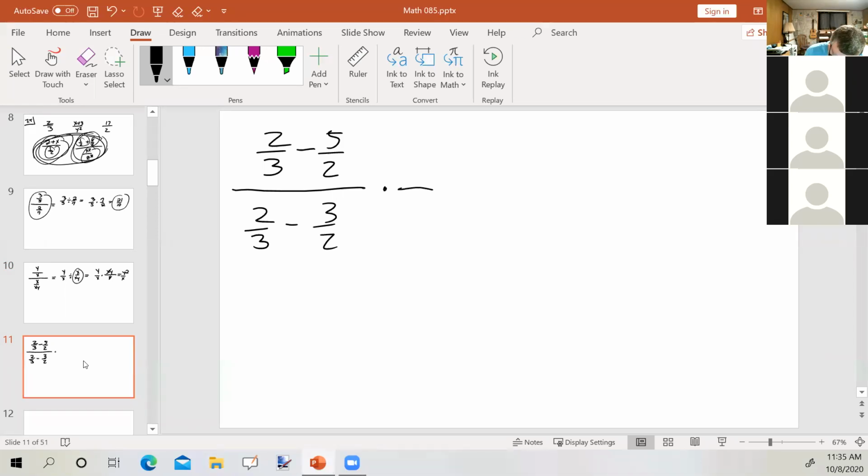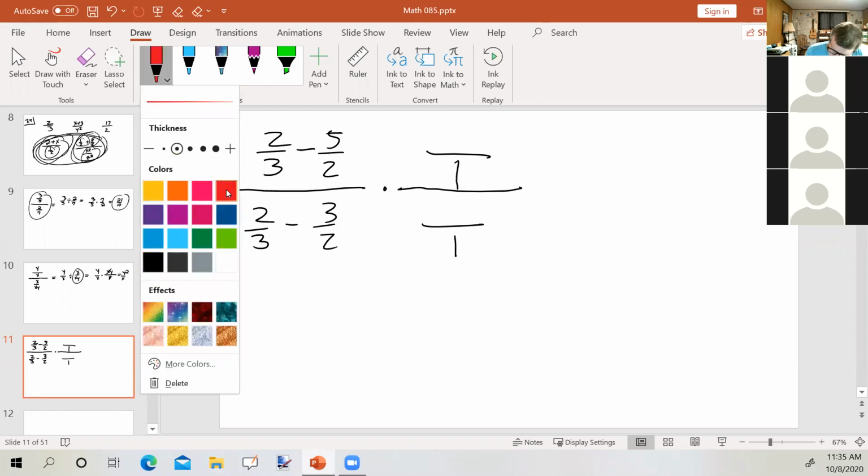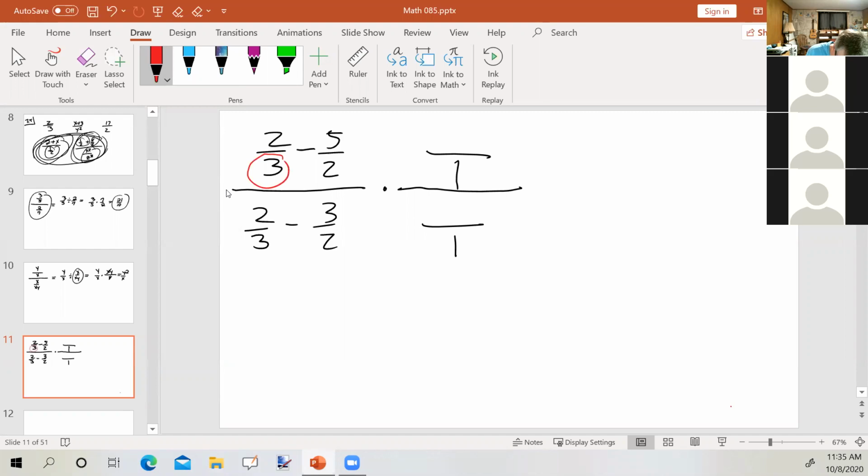We're going to find the least common denominator of all the little fractions. Okay, so 3, 2, 3, and 2. What's the least common denominator of 3 and 2 and 3 and 2? 6. 6. So we're going to multiply the numerator and the denominator of this complex fraction by the LCD over the LCD.